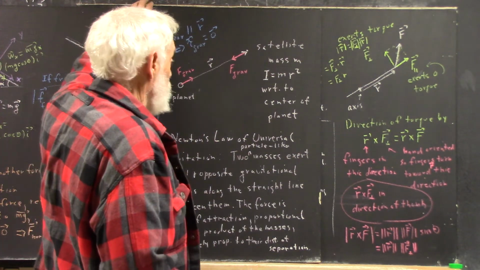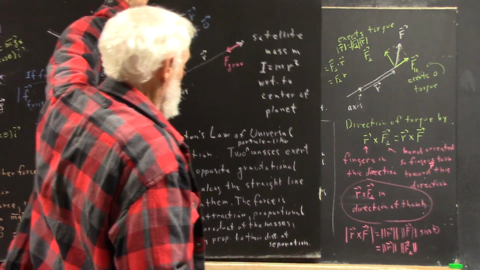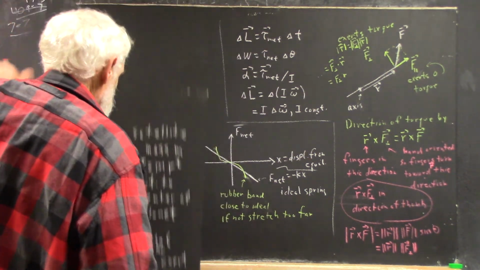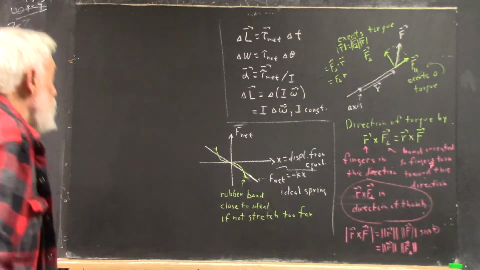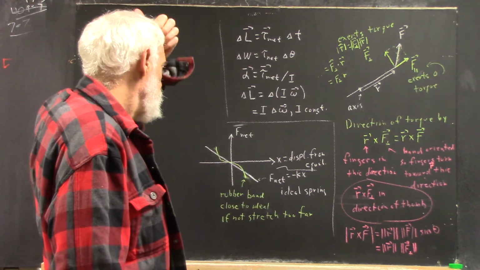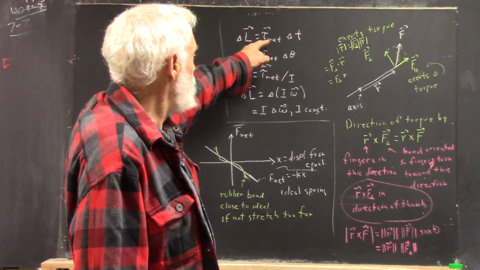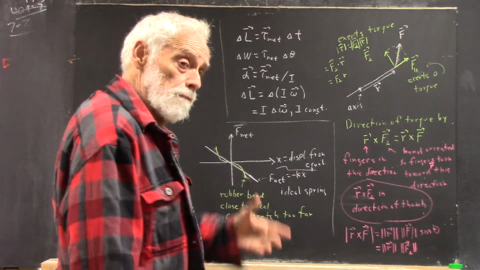especially if you want to talk about motion of objects in a gravitational field. So we summarize a lot of what we have here. The change in angular momentum is the net torque times the time interval.